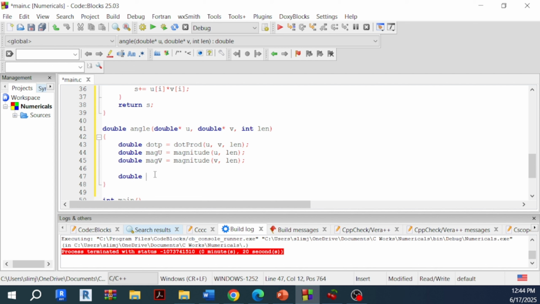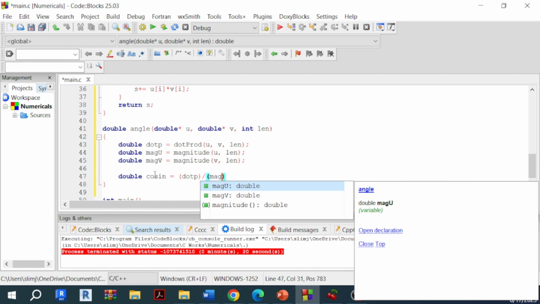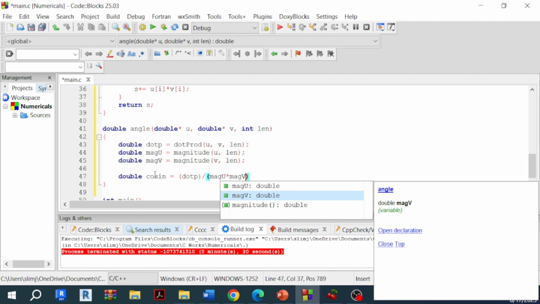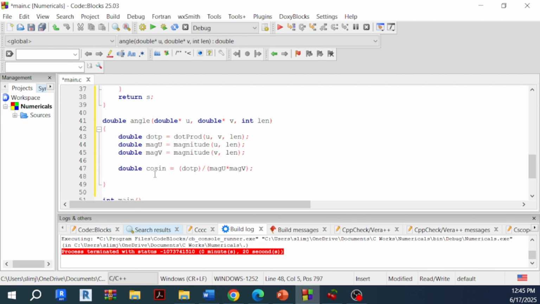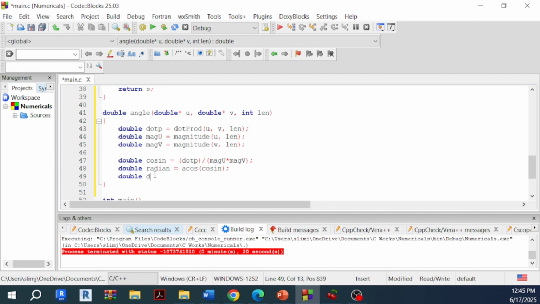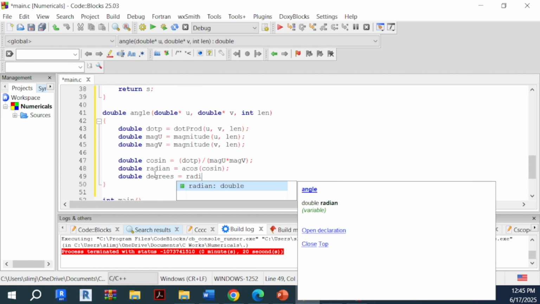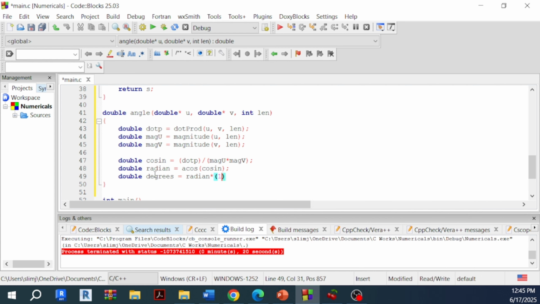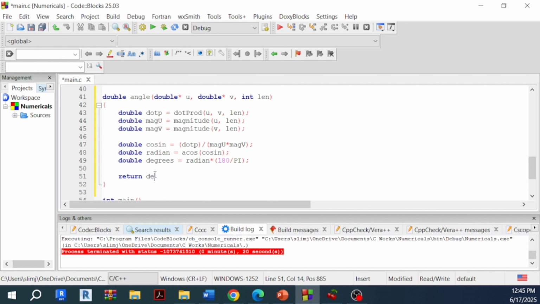Finally, the cosine value equals the dot product divided by the magnitude of u times the magnitude of v, which is the formula we saw previously. Double radian, the angle in radians, is equal to acos of the cosine value. Finally, double degrees is equal to radian times 180 divided by the pi value. Okay, let's declare the pi value as a constant. And here we return degrees.